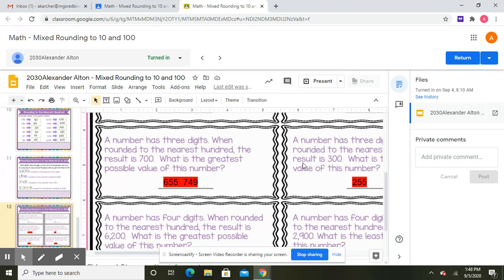So go ahead and re-look at the other 3 that are highlighted red and see if you can think about that again. Let me know if you have questions, okay?